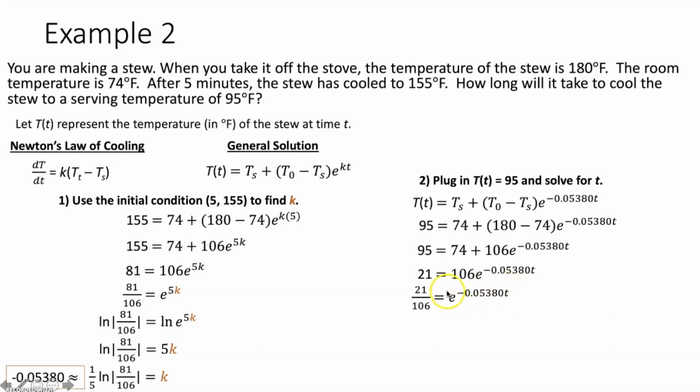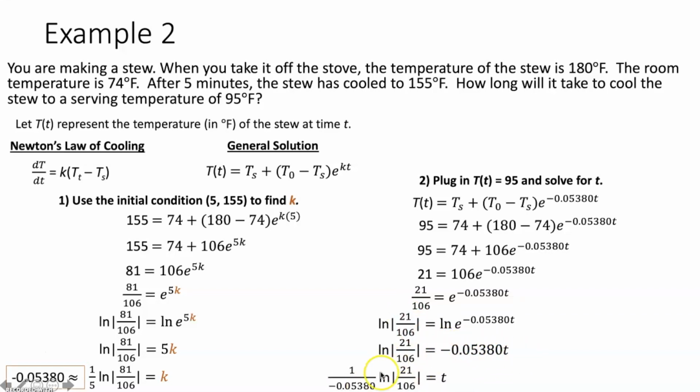We have to cancel out the e. So we take the natural log of both sides of this equation. Over here, the ln and e cancel each other out. On this side, we just get ln of 21 over 106. Now to get t all by itself, we divide both sides by this decimal, plug this in our calculator, and we get t is approximately equal to 30.09.